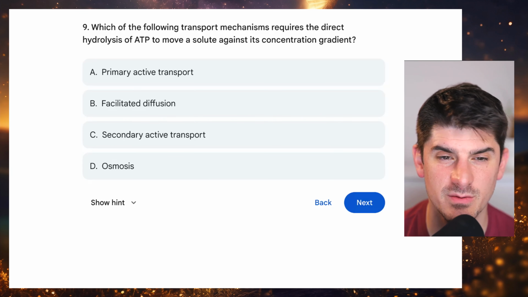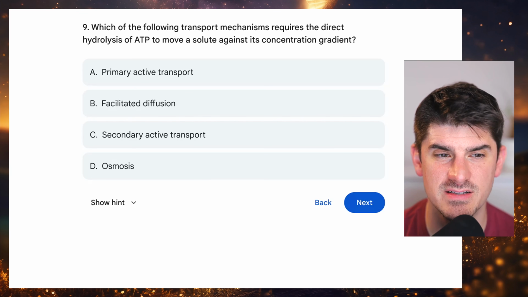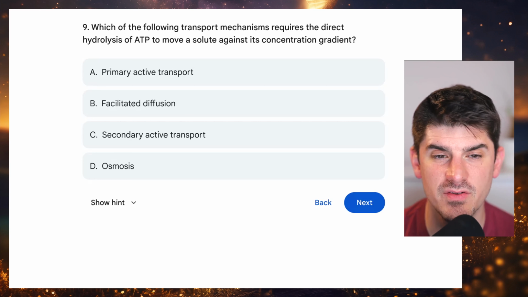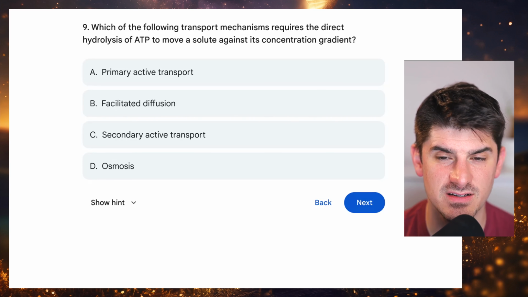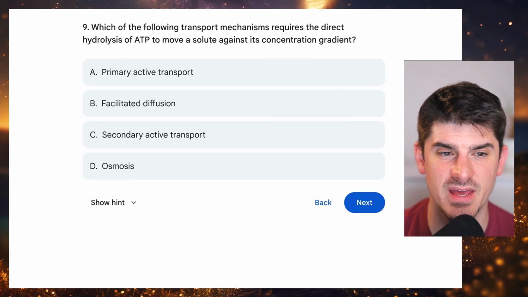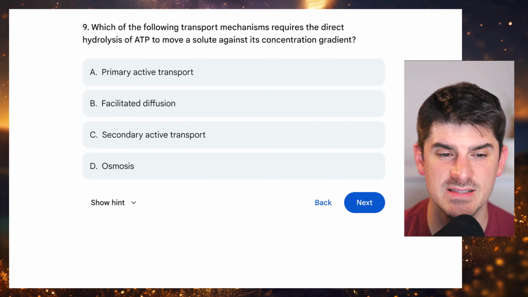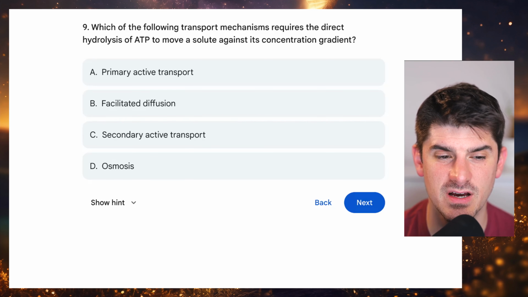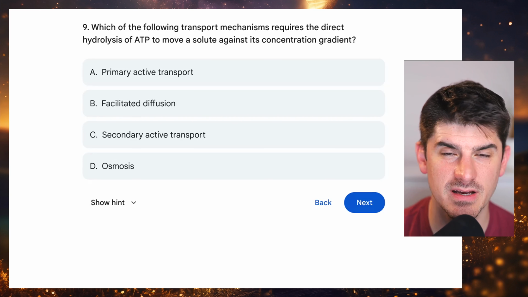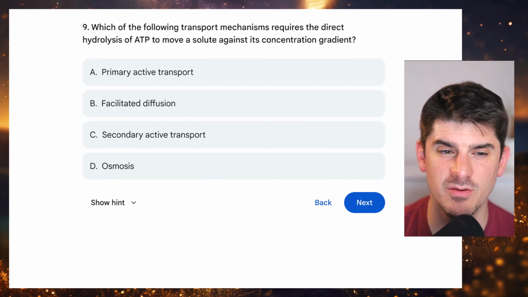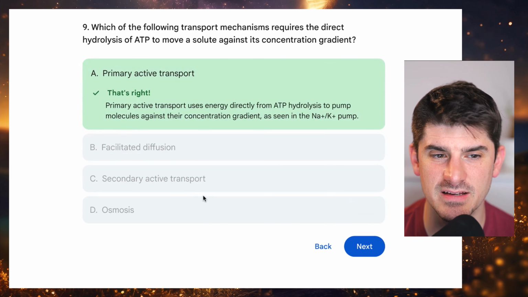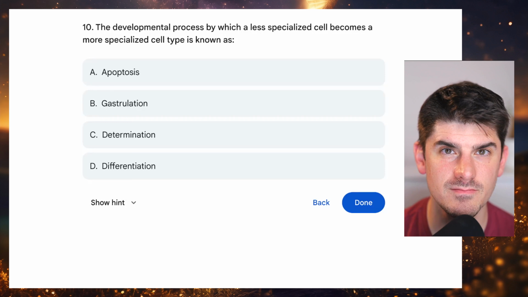Number 9. Which of the following transport mechanisms requires the direct hydrolysis of ATP to move a solute against its concentration gradient? A. Primary active transport, B. Facilitated diffusion, C. Secondary active transport, or D. Osmosis. Now, anytime we're considering pumping ions directly against their concentration gradient by burning ATP, we are discussing primary active transport. Answer choice A.